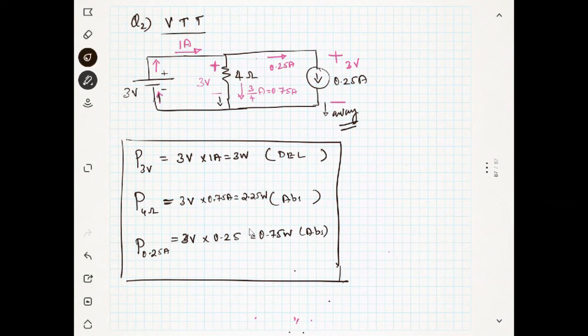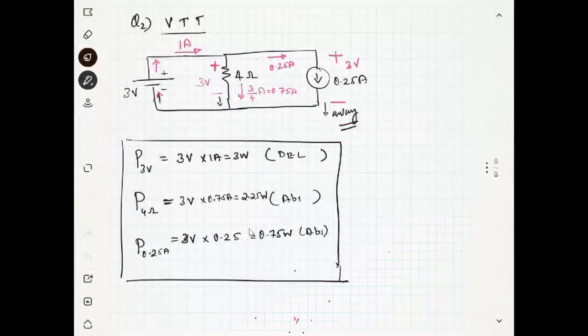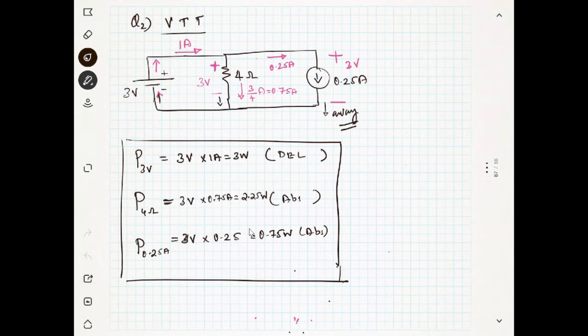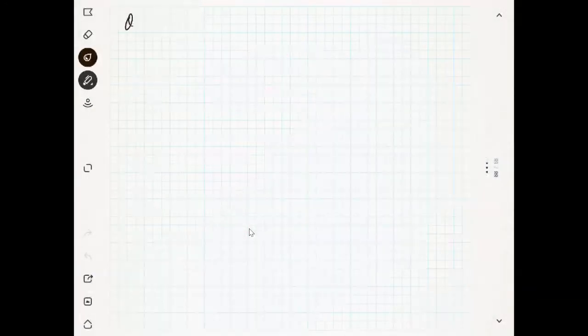Yes, doctor. Doctor, can we have two sources that are delivering power? Yes, we can have. It will be there in some kind of circuit. We will come to that example after a few minutes, inshallah. Okay, we will come to that example.